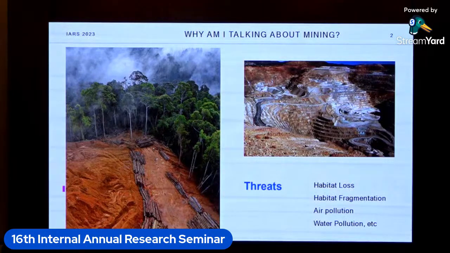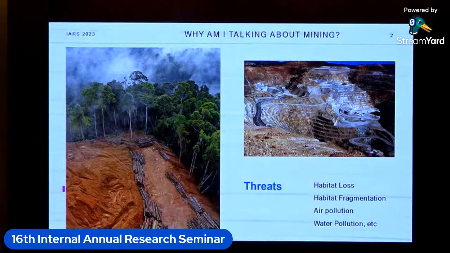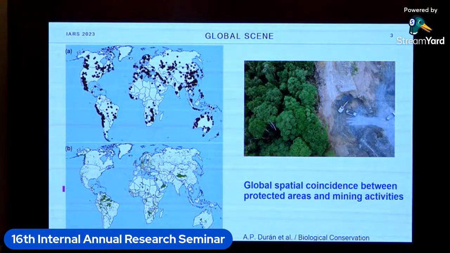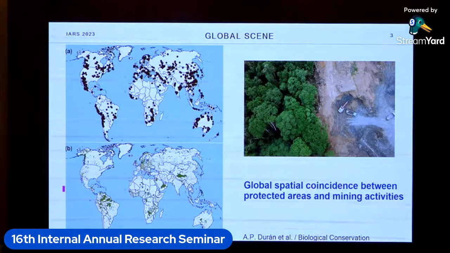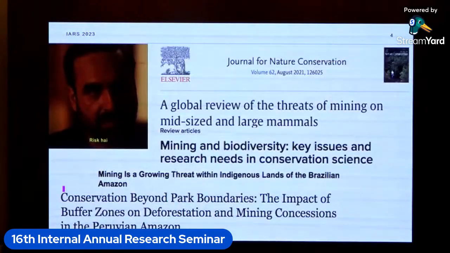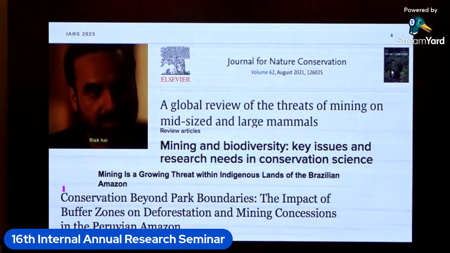When we think about mining, we think about major threats like air pollution and water pollution. But what are the problem areas where these threats are happening? Scientists did research and found out that mining areas are in the vicinity of protected areas, from 1 kilometer to 10 kilometers. The study suggests that we are losing ecosystem and biodiversity to mining.